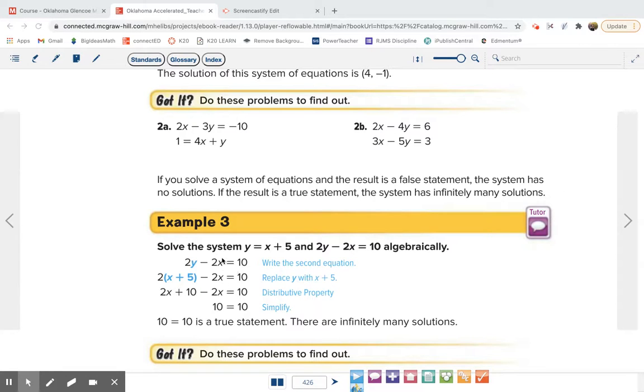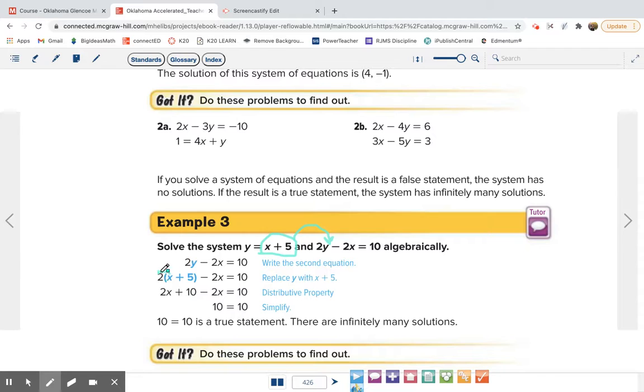So on example 3, it tells us to solve this system of equations algebraically, which is what we've been doing. I have y equals x plus 5 and 2y minus 2x equals 10. So this one is already solved for y. So I'm going to take that, since it tells me that's what y equals, I'm going to plug it in for y on the other equation. So instead of 2 times y, I'm going to have 2 times all of this now. So 2 times x plus 5 minus 2x equals 10.